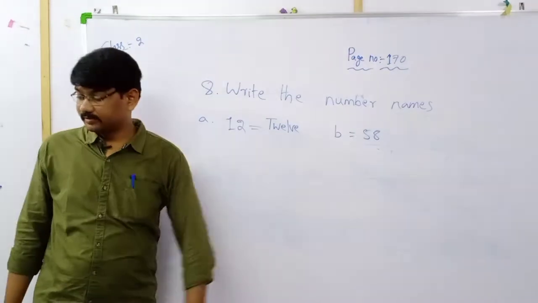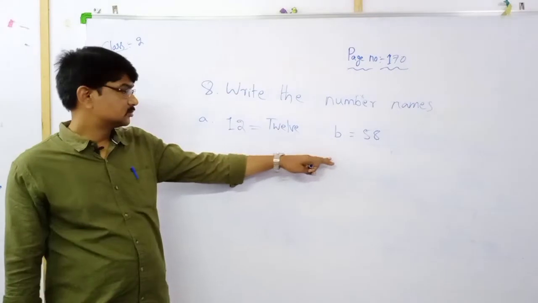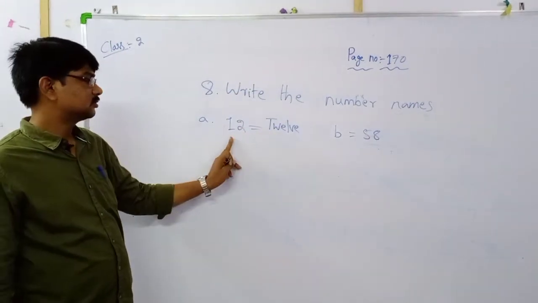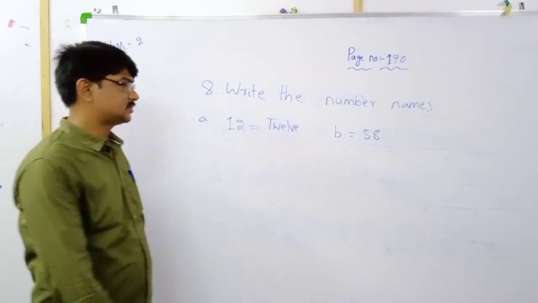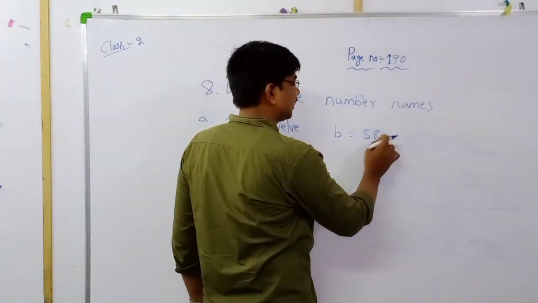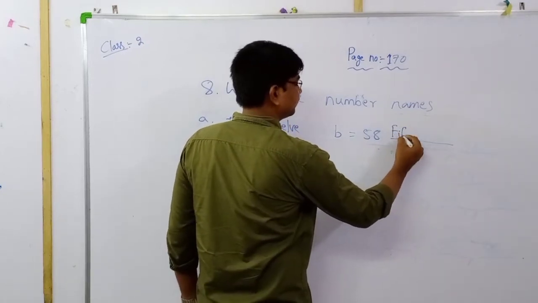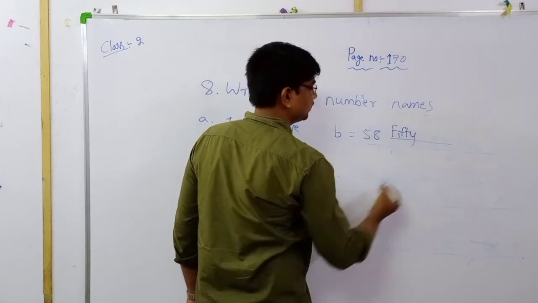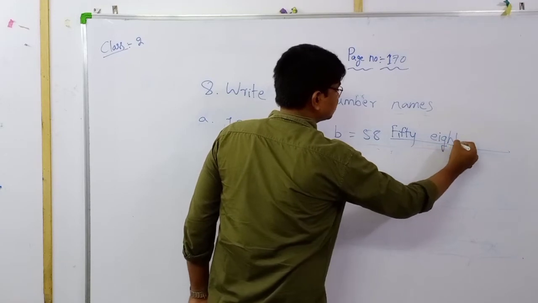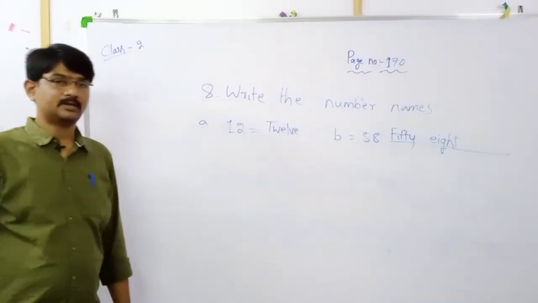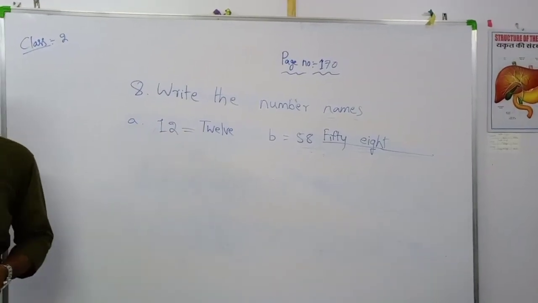There are boxes given in your textbook. There are blanks given. So in the blank write T W E L V E, 12. Next, what is here? 58. 50, F I F T Y, 50. E I G H T, 58. Okay children, I think it is very easy for you.